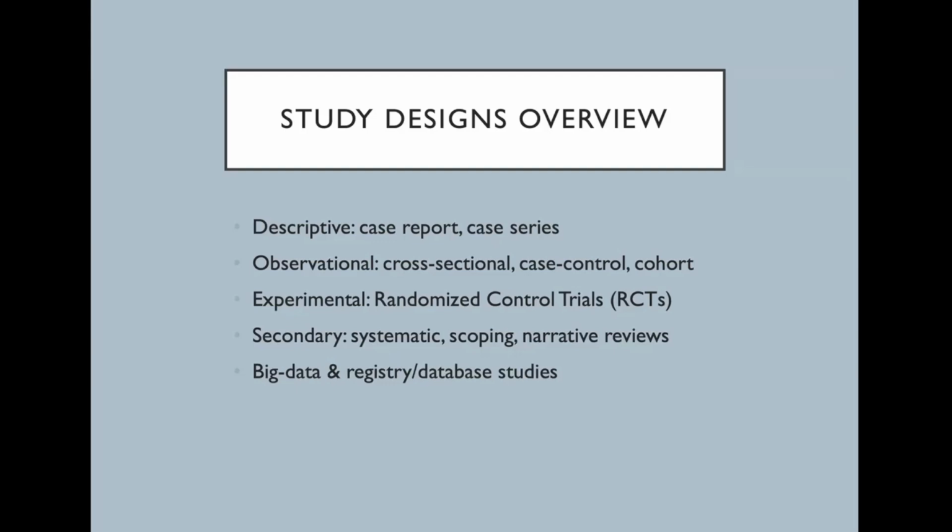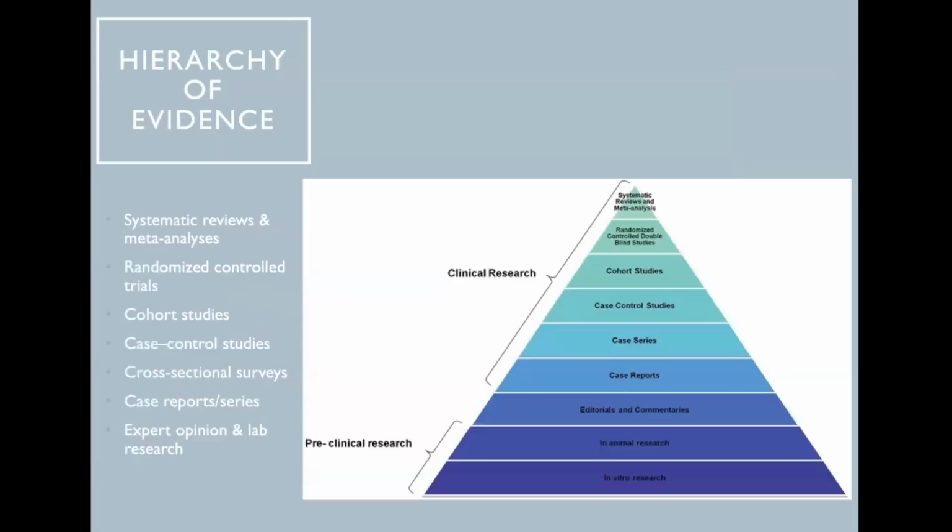Lastly, big data registry database studies. There are lots of available population-based national and international registries that your university or school might have access to, and you can access those databases to query them for different types of diseases, treatments, and processes to look at a study that way. All right, so the hierarchy of evidence.